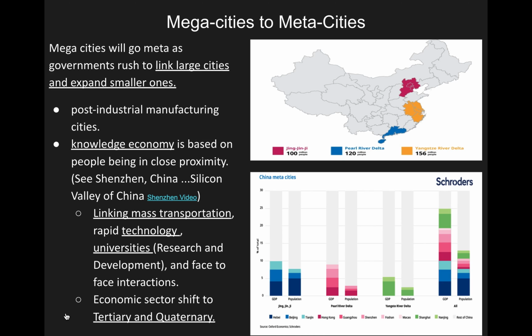And then what we're seeing is when you move to a meta city, now you're talking movement to high order tertiary and quaternary specialized jobs like in Shenzhen with the IT sector. These are when mega cities become meta cities. Now you're going from industrialization to a post industrial knowledge economy and linking the cities. And a lot of it removes the problems that come with mega cities like the informal economies found in the periphery of urban areas.